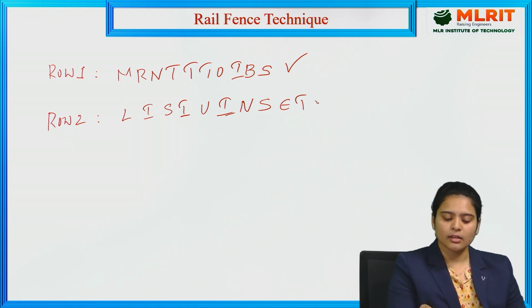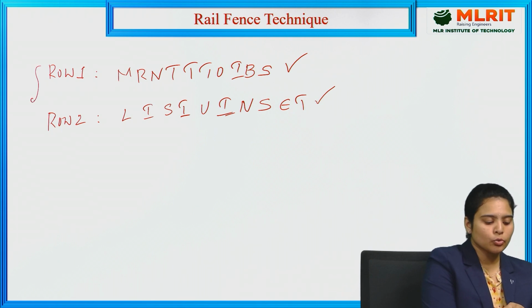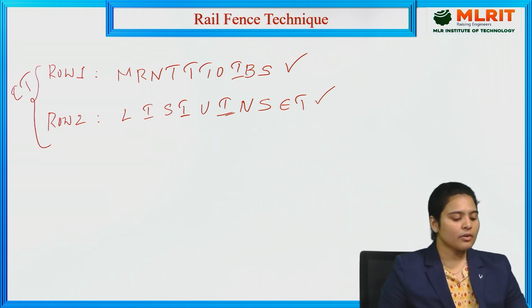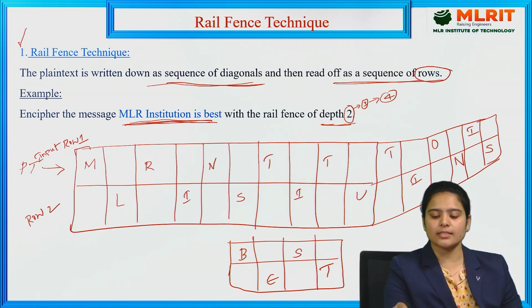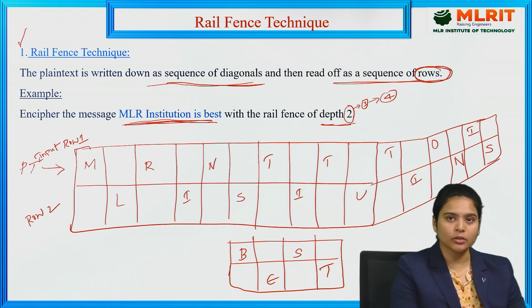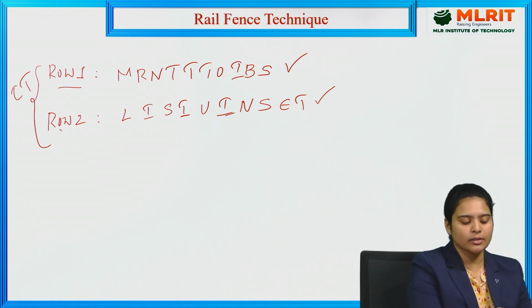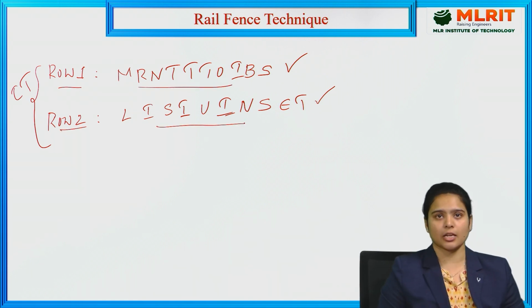These are the output of row 2. Row 1 and row 2 are the output, the ciphertext. It means we already wrote it as a sequence of diagonals and then read it as a sequence of rows. That's why I have read it as row 1 and row 2. This is the input, and we got the output of the ciphertext, that is row 1 and row 2. This is the output of the rail fence technique.